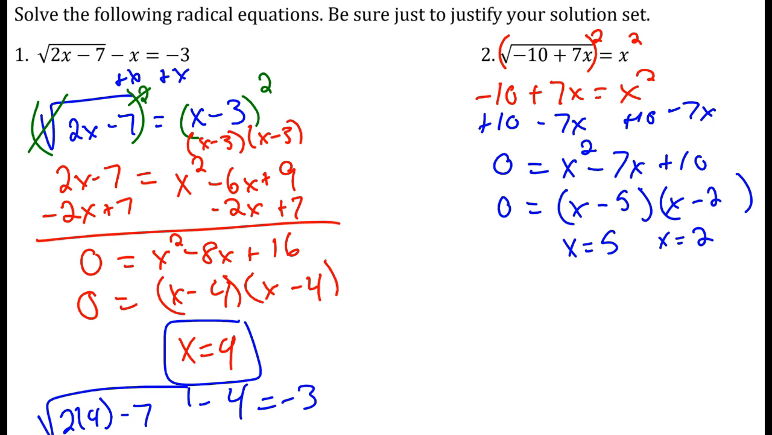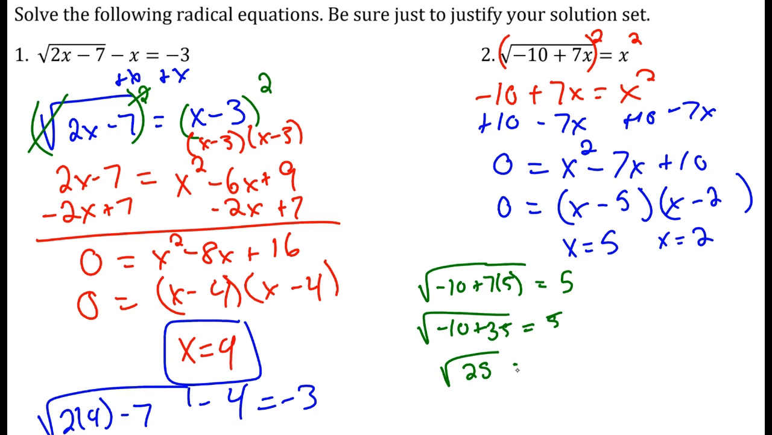I plug them in. So first let's check x equals 5. The square root of negative 10 plus 7 times 5, does that equal 5? The square root of negative 10 plus 35, does that equal 5? I hope it does. The square root of 25, does that equal 5? Yes, it checks out. So x equals 5 is a solution.